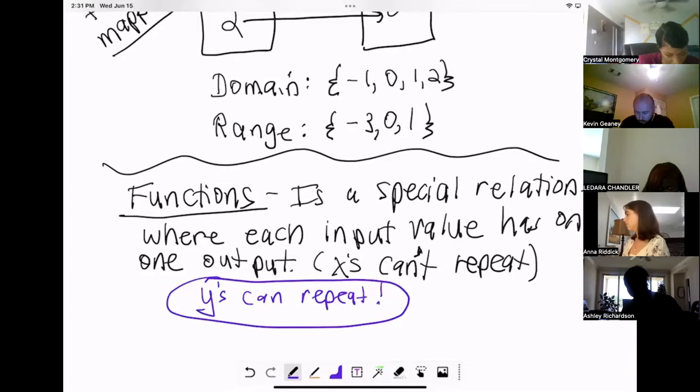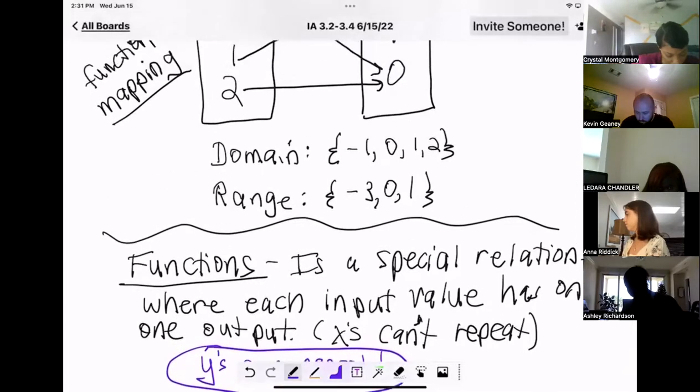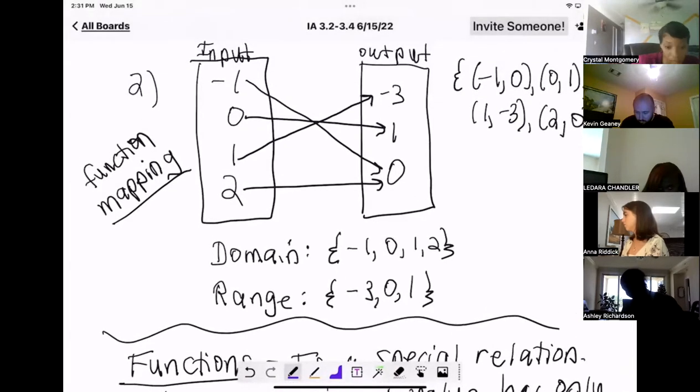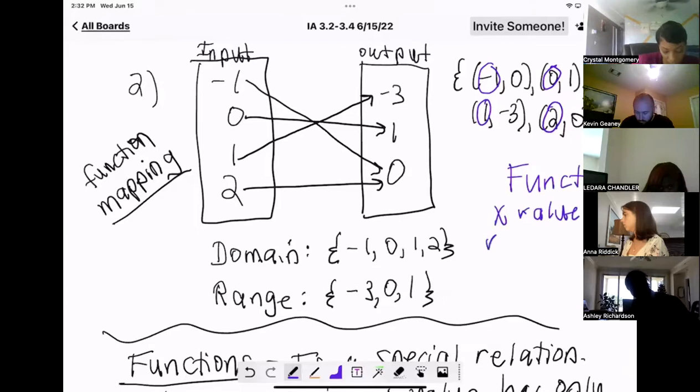Now, if I go back to the one we just did, I'm scrolling back up for a minute. If I look at my X values, did any of them repeat or any of them the same? No. So this happens to be a function. X values did not repeat, which means every X went to one Y. One X for one Y.